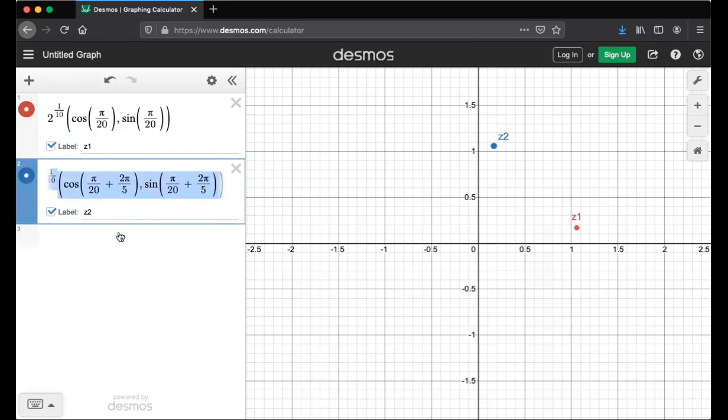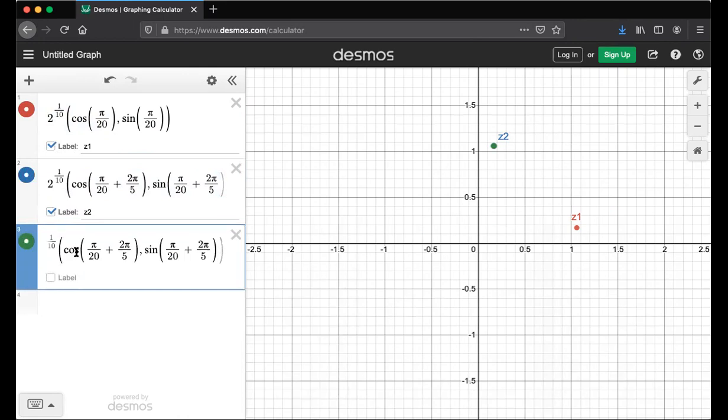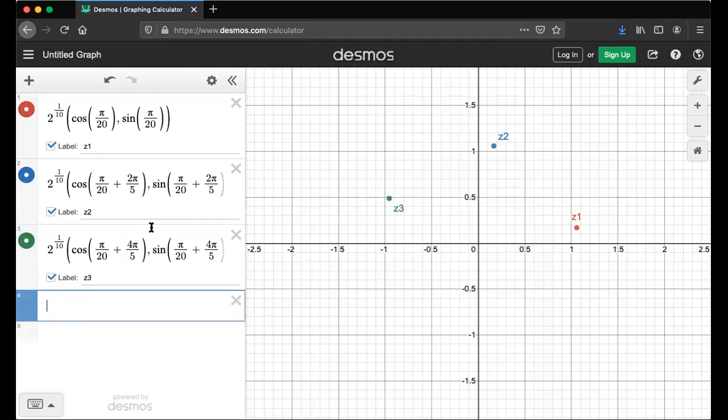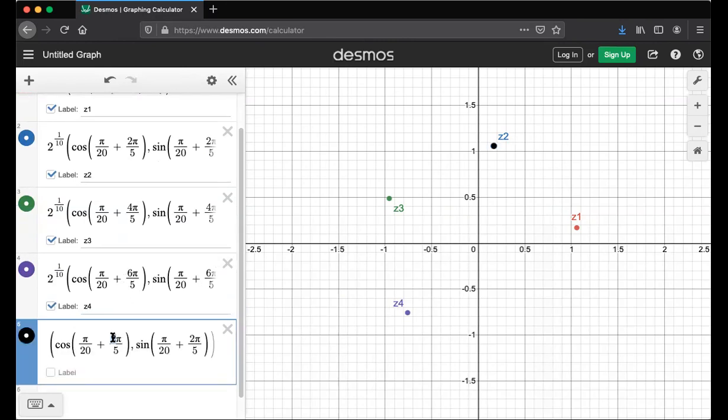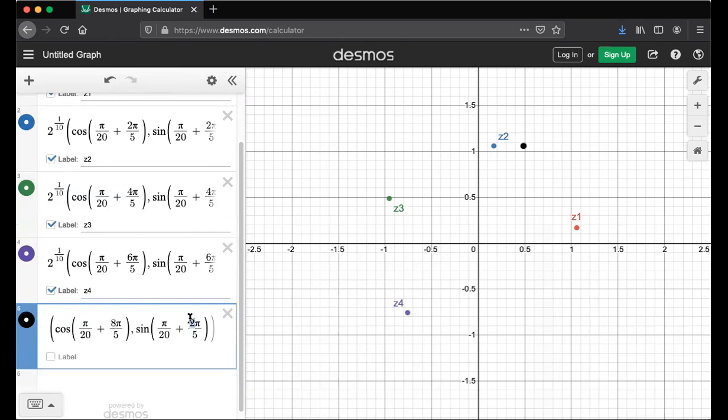And okay, let me copy paste down here. This one, we're going to change to 4 pi over 5. And that one is going to be Z3. And so maybe you can see here, is there a pattern? Is there a nice picture that we're making here? And the answer is you betcha. Here's Z sub 4. And finally, Z sub 5. I get all of those changed there.